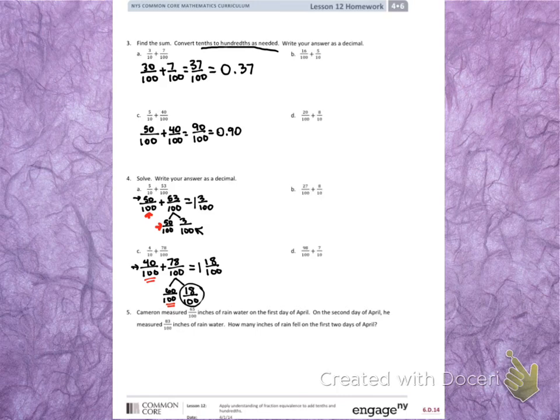It did tell us to write our answer as a decimal. I didn't do that last time, so I'm going to go back and fix this one. 1 and 3 hundredths is 1 and 3 hundredths. Make that decimal a little bit darker. And the next one is 1 and 18 hundredths, which is going to look like 1 and 18 hundredths.